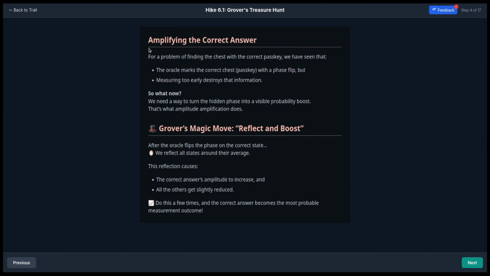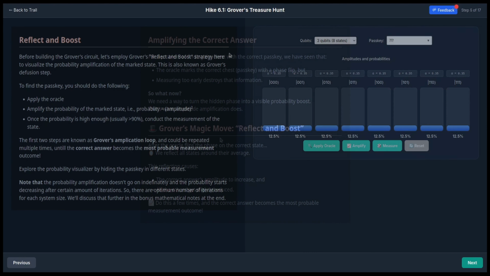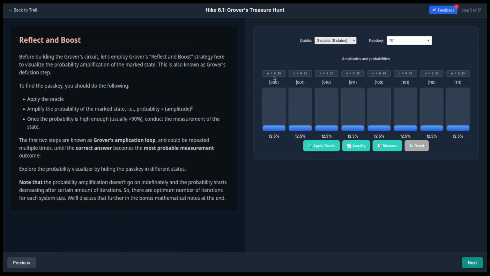A typical Grover circuit consists of 2 parts: an oracle, that is the target state marker, and an amplifier that amplifies the marked state. Here is the visualizer that shows how this process works. Here we can choose in which box we would like to put the key and the treasure. Here we choose chest number 2, or state 010.